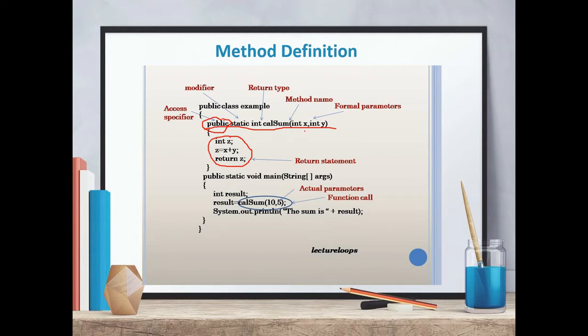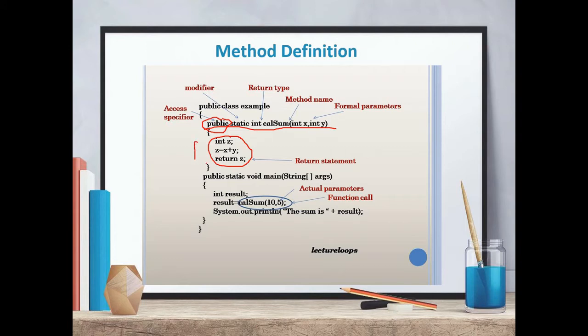Then there is the parameter list. You can see that the method can accept some data values from the calling program. So these are the arguments or the parameters. A parameter list is actually the list of parameters along with their data types. It can be empty also. It is actually optional.